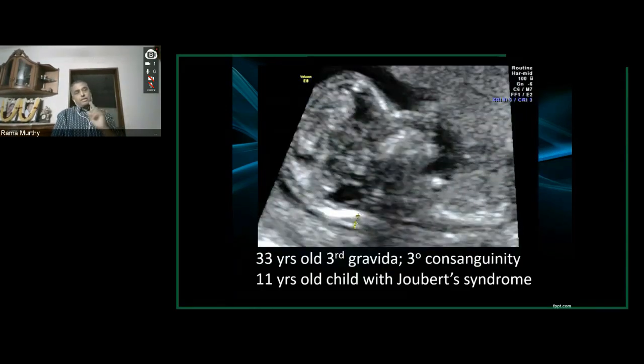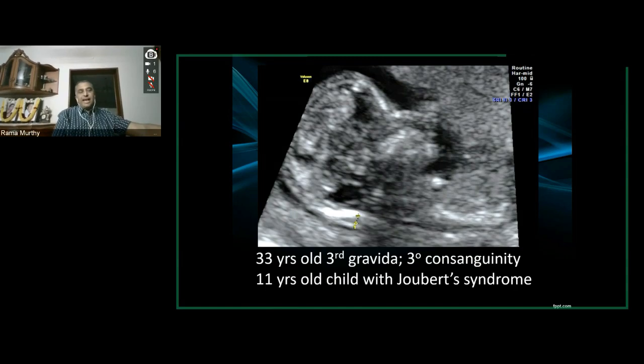Now let's look at one such case here, and then we will revisit increased intracranial translucency towards the end of this presentation. I'll just take you through one case here. Now here is a 33-year-old, third gravida, third degree consanguinity. She has one child who is 11 years with Joubert syndrome. So she comes with a flag. Now when she comes with a flag of Joubert syndrome, you're worried about the posterior fossa. And when you do your nuchal translucency cut, you find that this is a cyst which you're not used to seeing. The brainstem is normal, it's not broad, but this distance is increased and there is a cyst which is happening there. So the IT is unusually large.